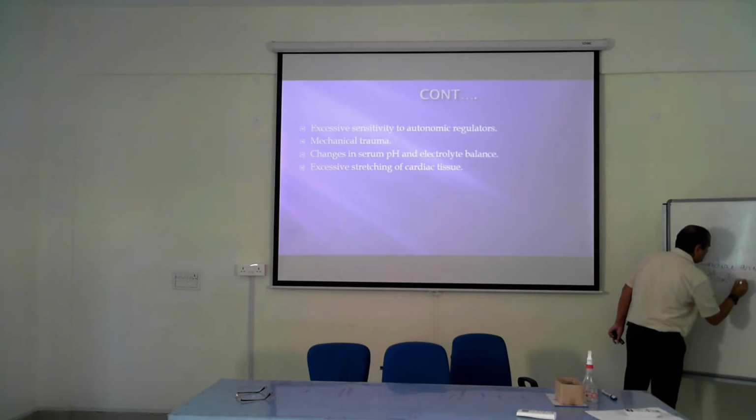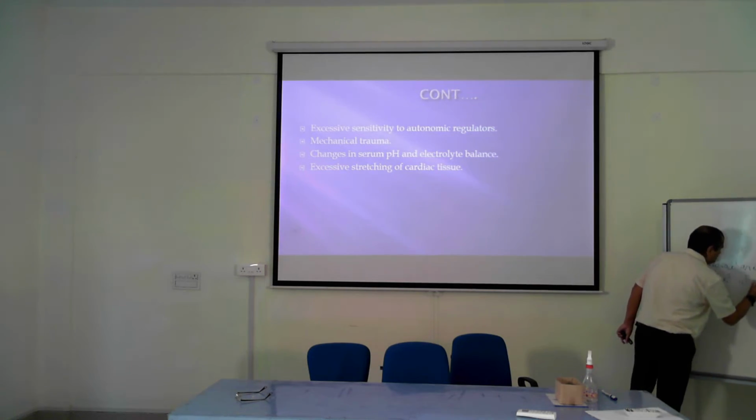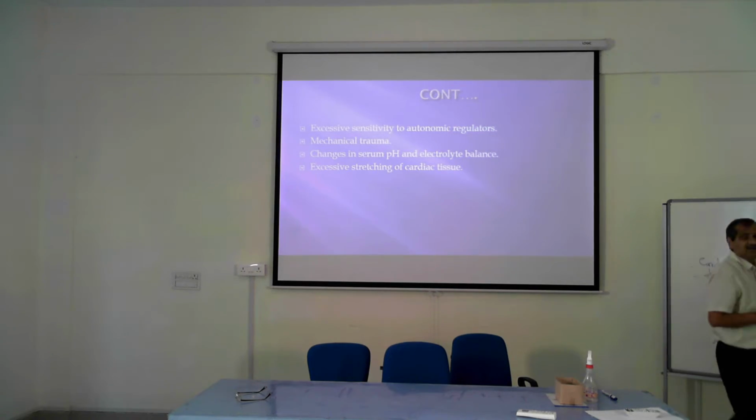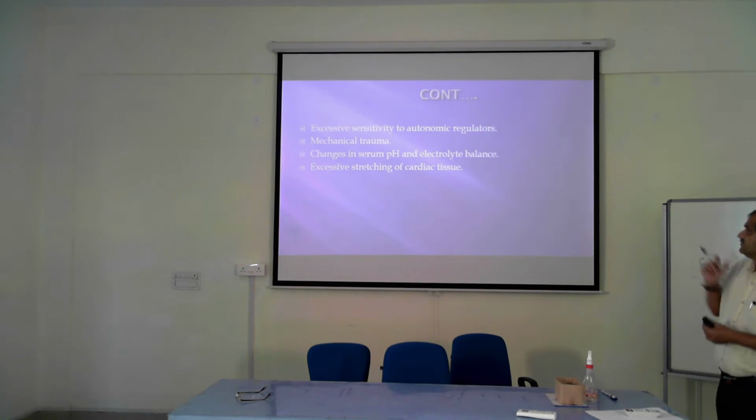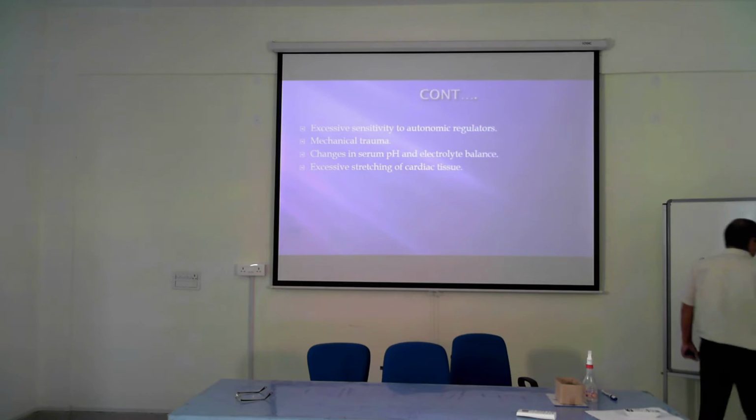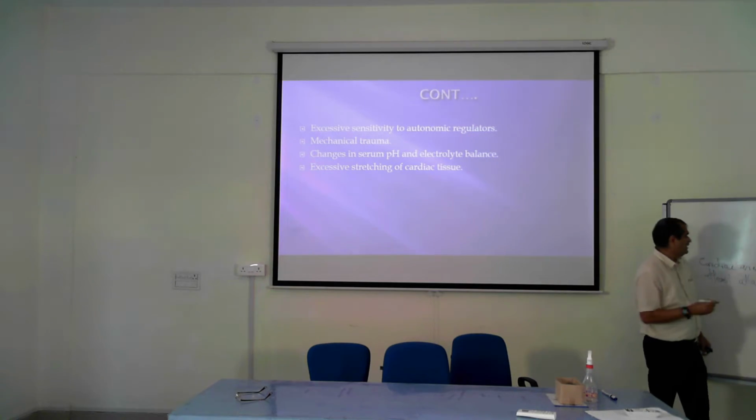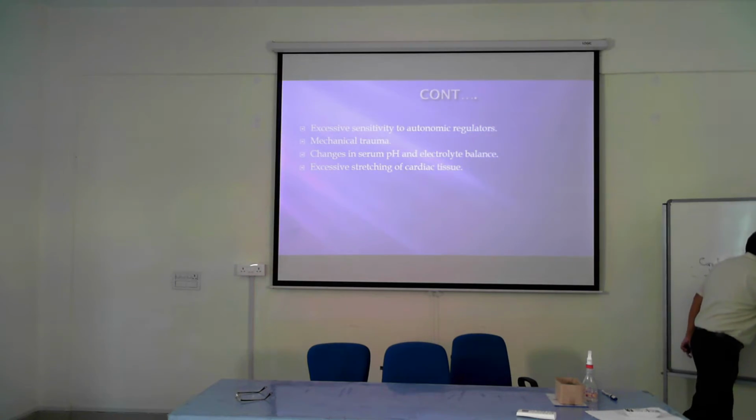These are the layman terms: heart attack. Especially the myocardial, especially the excessive stretching, etc. They are going to cause all these things. This is cardiac arrest, whereas the heart attack is caused by so many factors, not only one: coronary artery blockage, myocardial ischemia, and so many things.